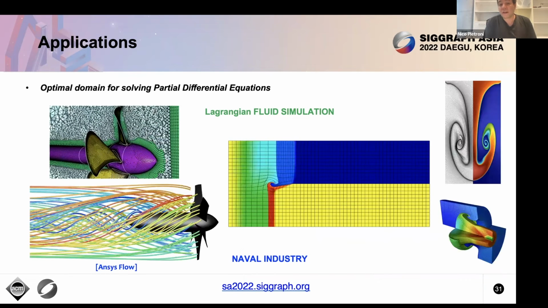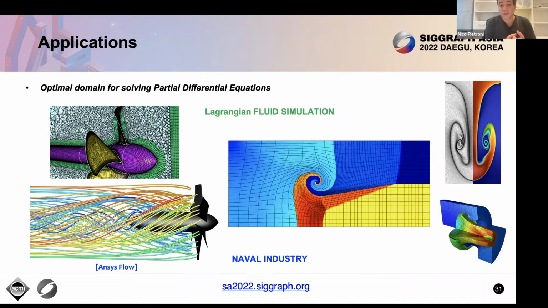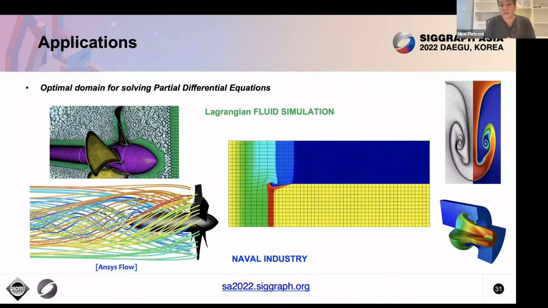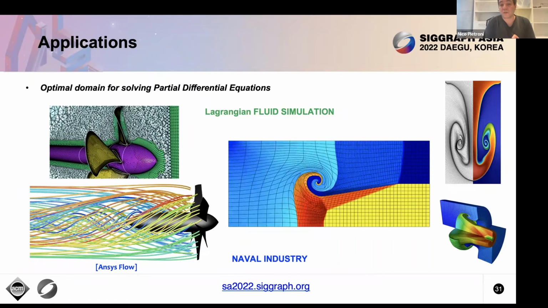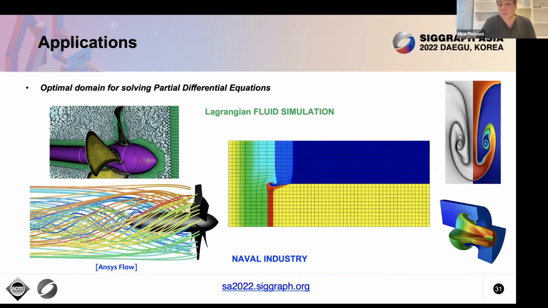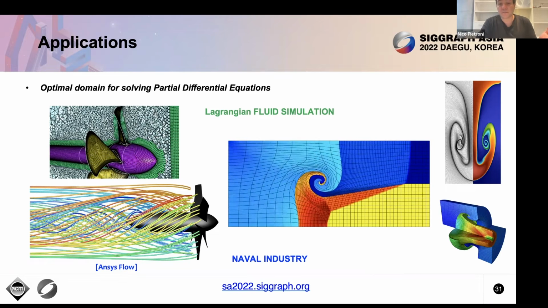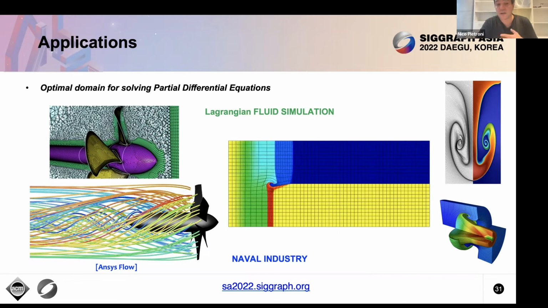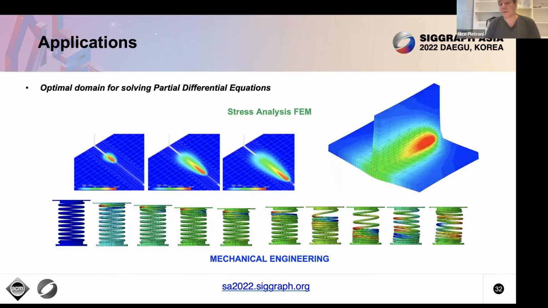And also the naval industry makes large use of these meshes to simulate flows and to capture particular effects like turbulence, or for designing some particular shape of turbine, or any kind of object that is immersed in a liquid and has a certain velocity or makes a certain movement.